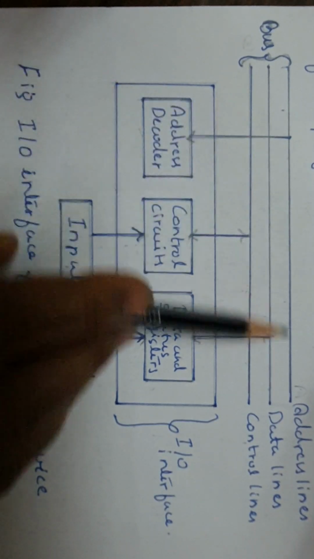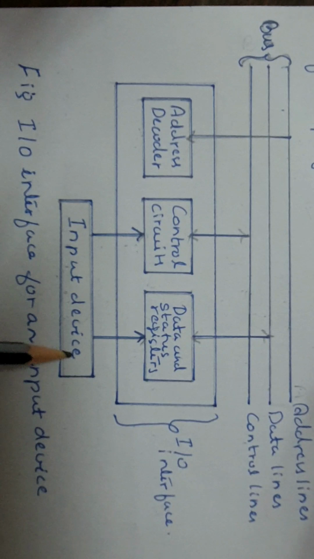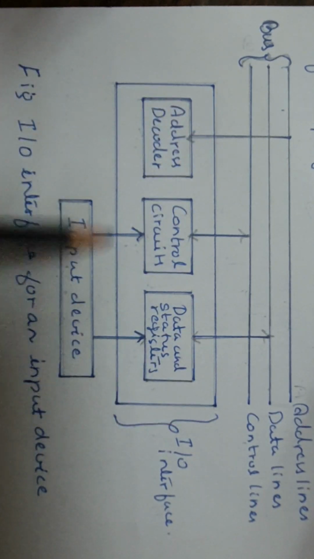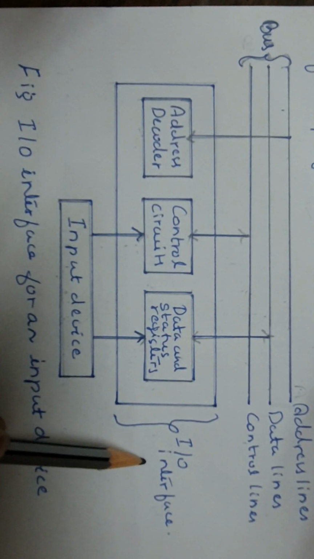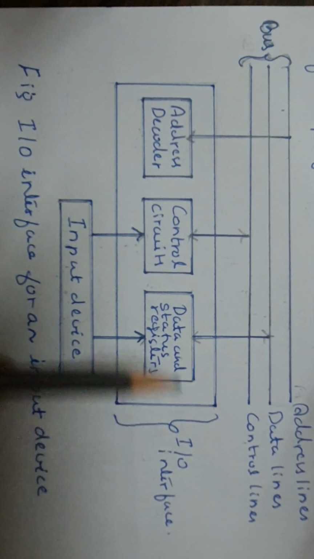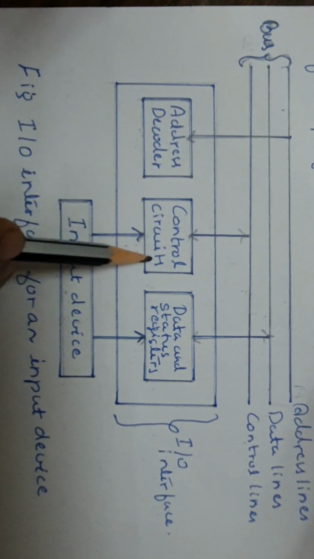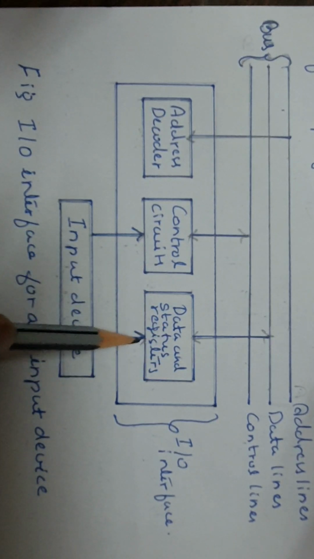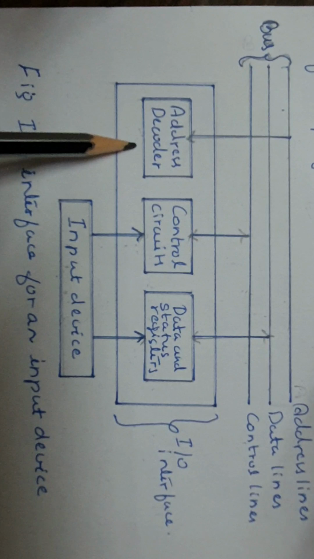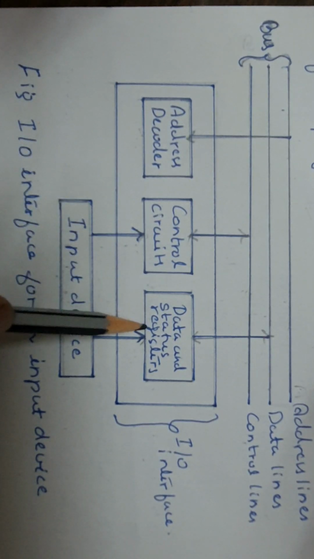We are seeing only the bus and the input device, and how it is connected through a special circuit that is called the IO interface. What will this IO interface have? Address decoder, control circuits, data and status registers. Okay, so actually, what are these registers?